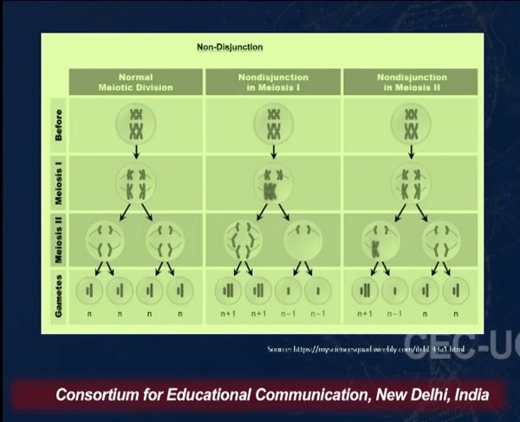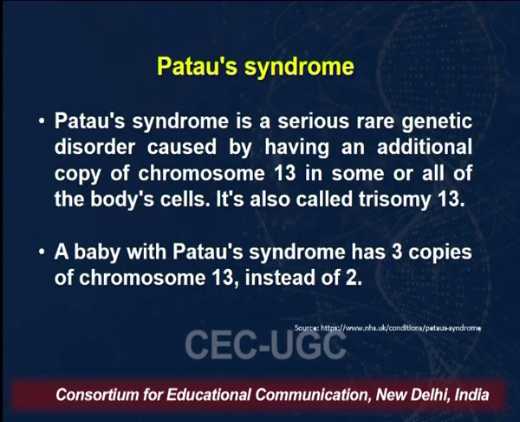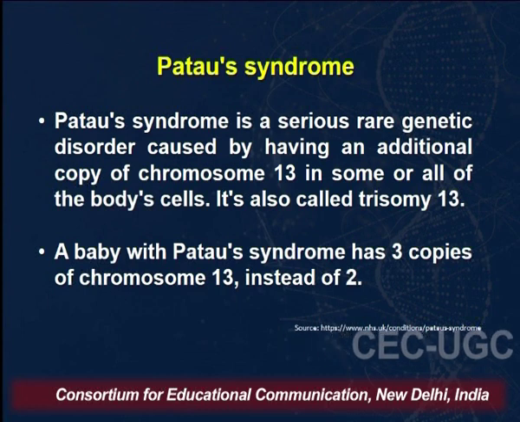Now, if we see it in a better form over here, we can see the non-disjunction, which can occur in the chromosomes or in the chromatid arms. Due to this, a mosaic is formed, which means there is an uneven distribution of the chromosomes or the chromatid arms within these daughter cells, resulting in disease conditions. Now we will come to the first disease condition, which is called Patau syndrome.